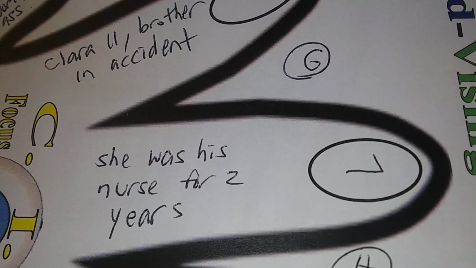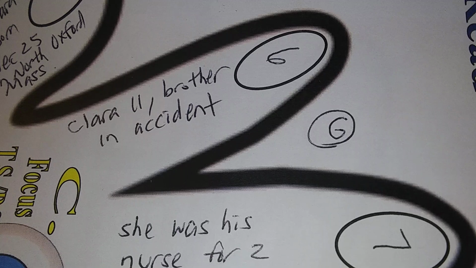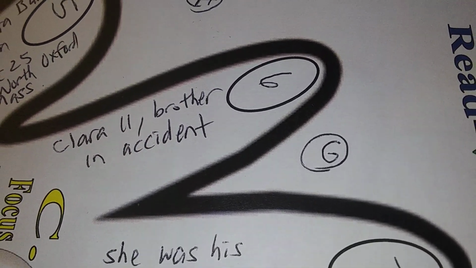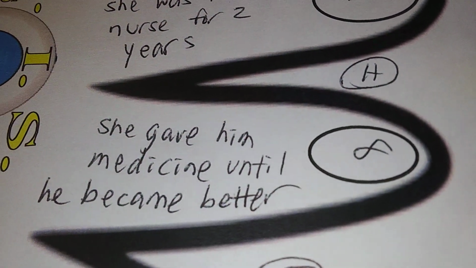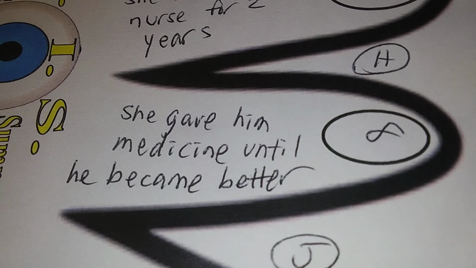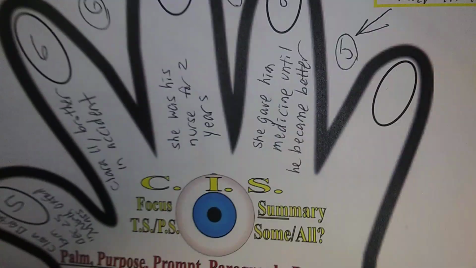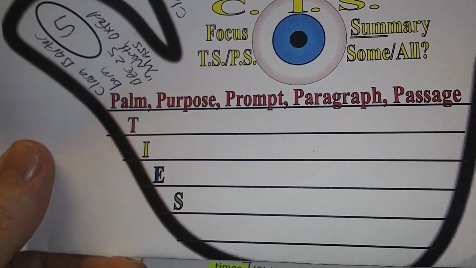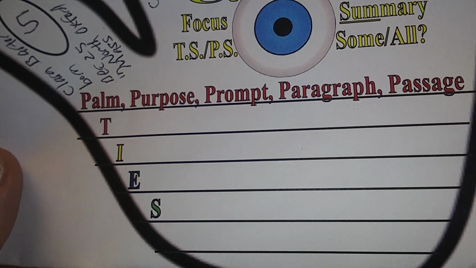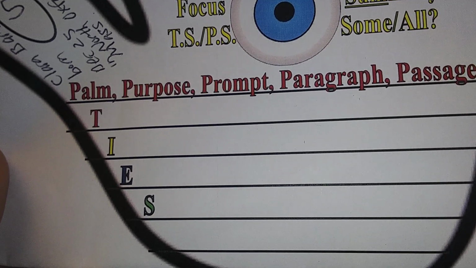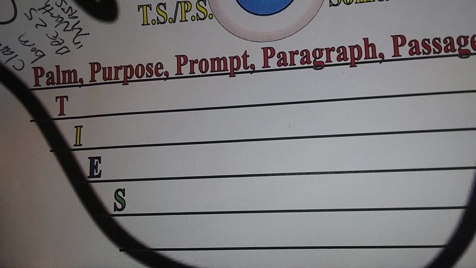That's a supporting detail, like a cause and effect relationship. The cause, what happened first, the action, her brother in an accident. The effect, she was his nurse for 2 years. Another supporting detail, she gave him medicine until he became better. Okay? And because everything in a passage ties together, the topic sentence, the main idea, the explanation or the example or the event, and all the specific supporting details, everything ties together.